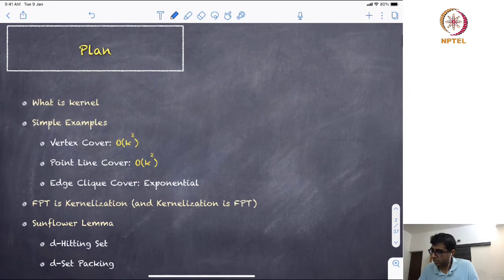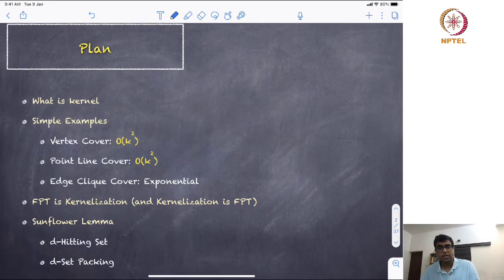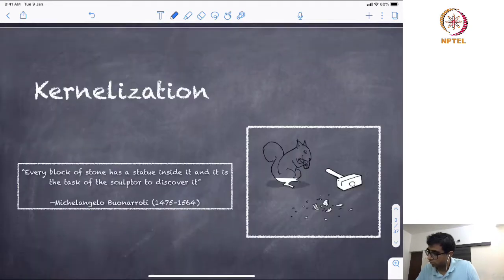The plan of the lecture is very simple. The plan is to define what a kernel is, give you some simple examples, and tell you how fixed parameter tractability and kernelization are related, and give you a couple more examples in the next two lectures. Okay, so let's just get started.